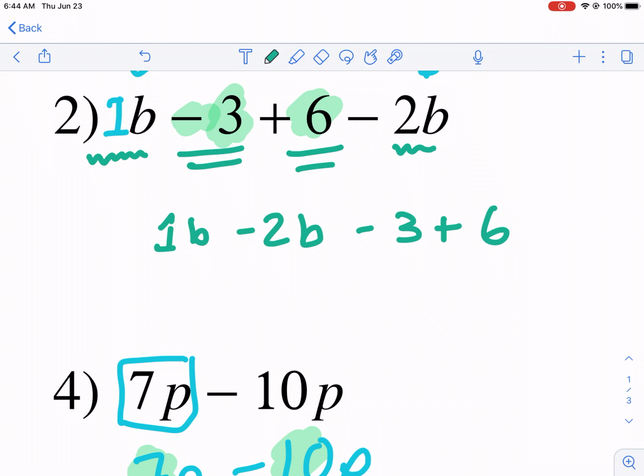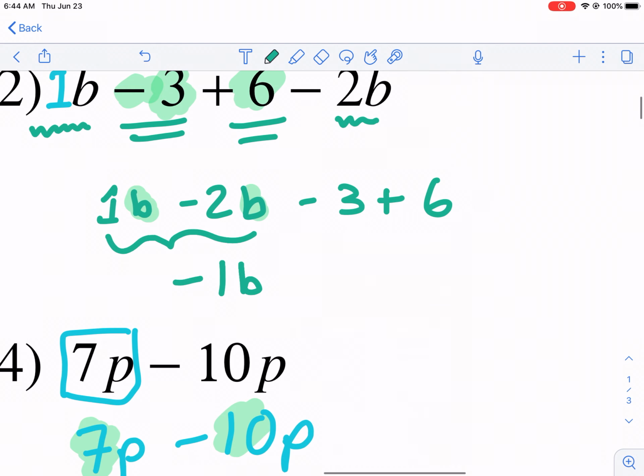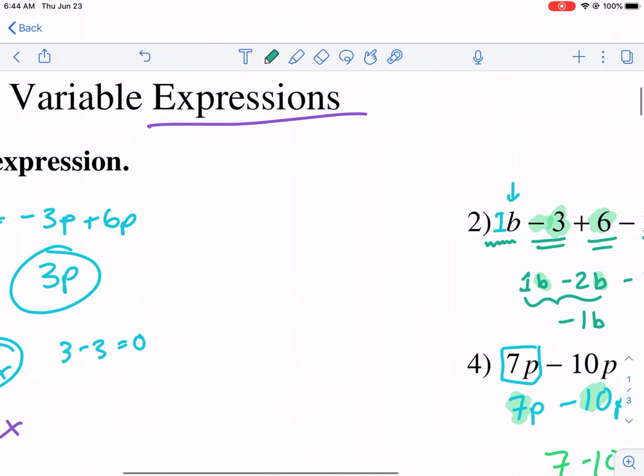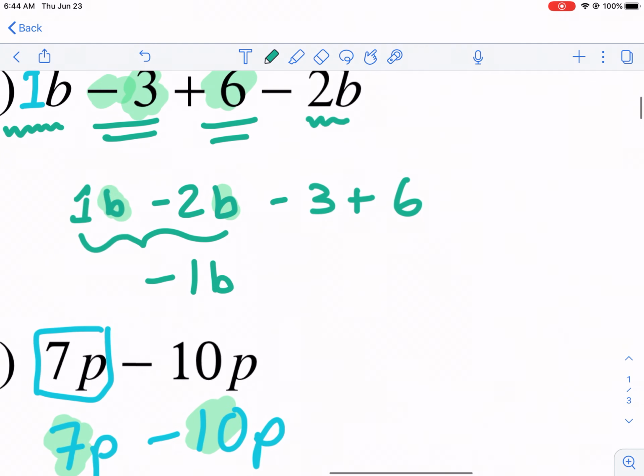Well, we can do these together. These are like terms. They both have a b, okay? So I know that 1b minus 2b gives me negative 1b. Okay, that's my answer there. And then I know that negative 3 plus 6, well, we just did something very similar over here, just with the variable, is positive 3.